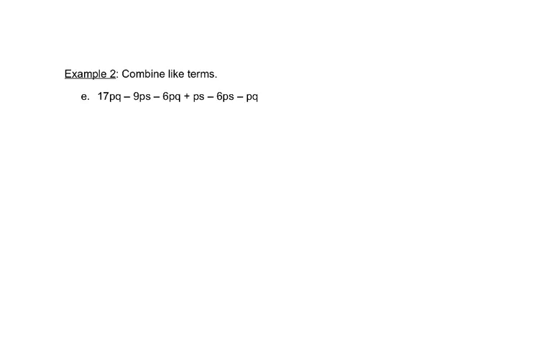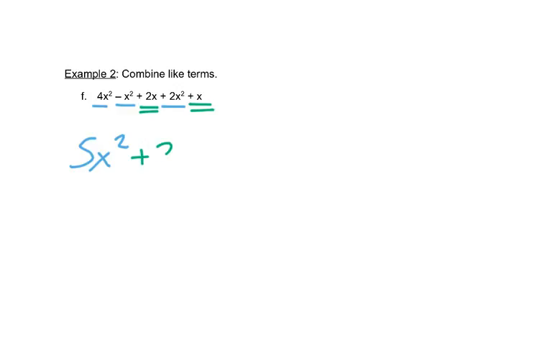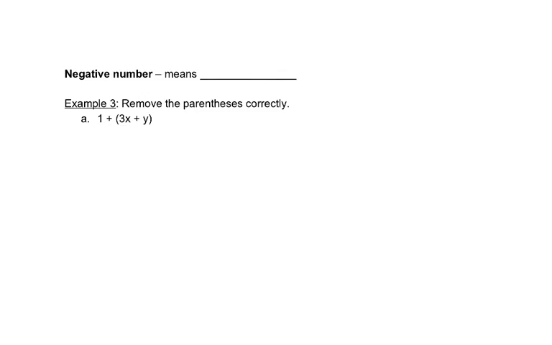We'll skip D and E. We can do F. Here's 4x squared minus 1x squared plus 2x squared. So 4 minus 1 is 3, plus 2 more is 5x squared. And here we have a 2x plus a 1x, which is 3x. So a negative in front means the opposite of.